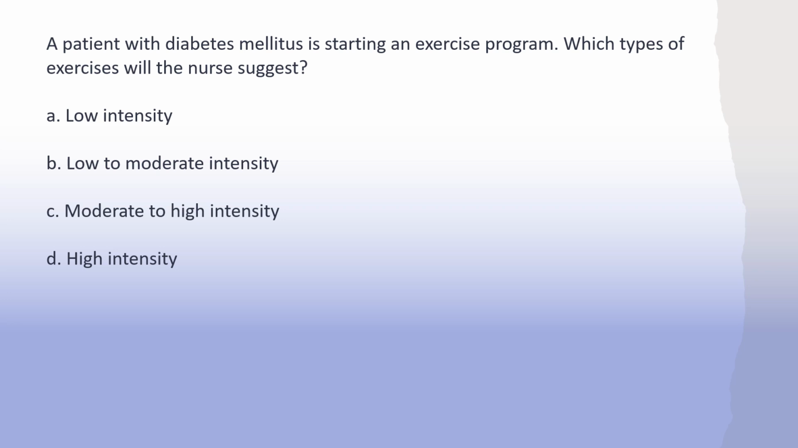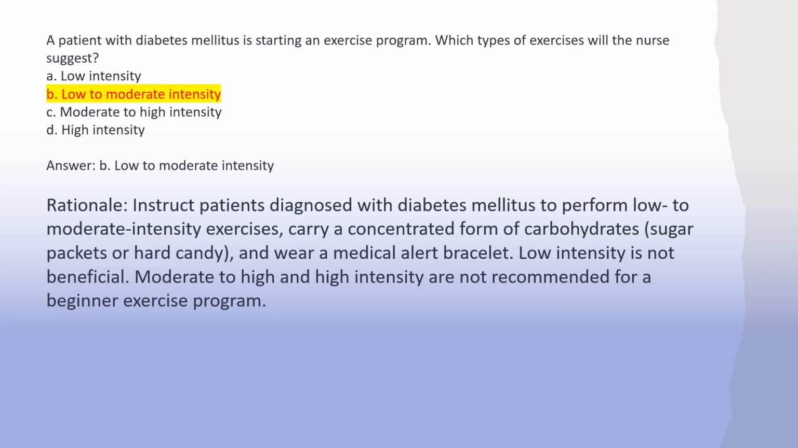A patient with diabetes mellitus is starting an exercise program. Which types of exercises will the nurse suggest? A. Low intensity. B. Low to moderate intensity. C. Moderate to high intensity. D. High intensity. Answer: B. Low to moderate intensity.